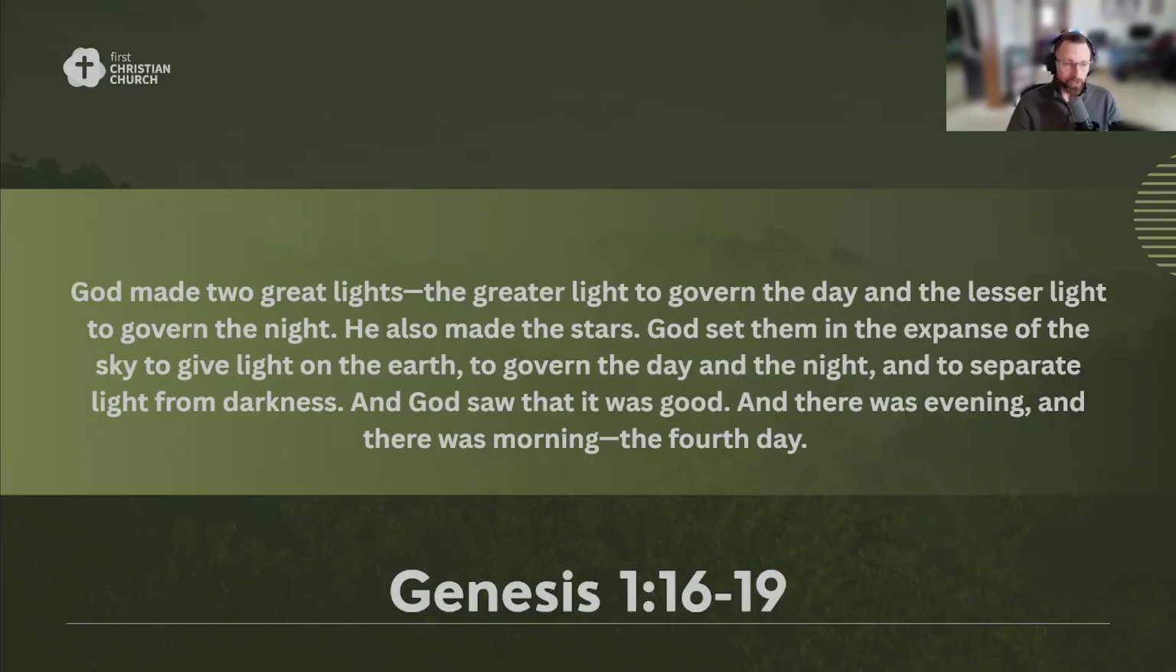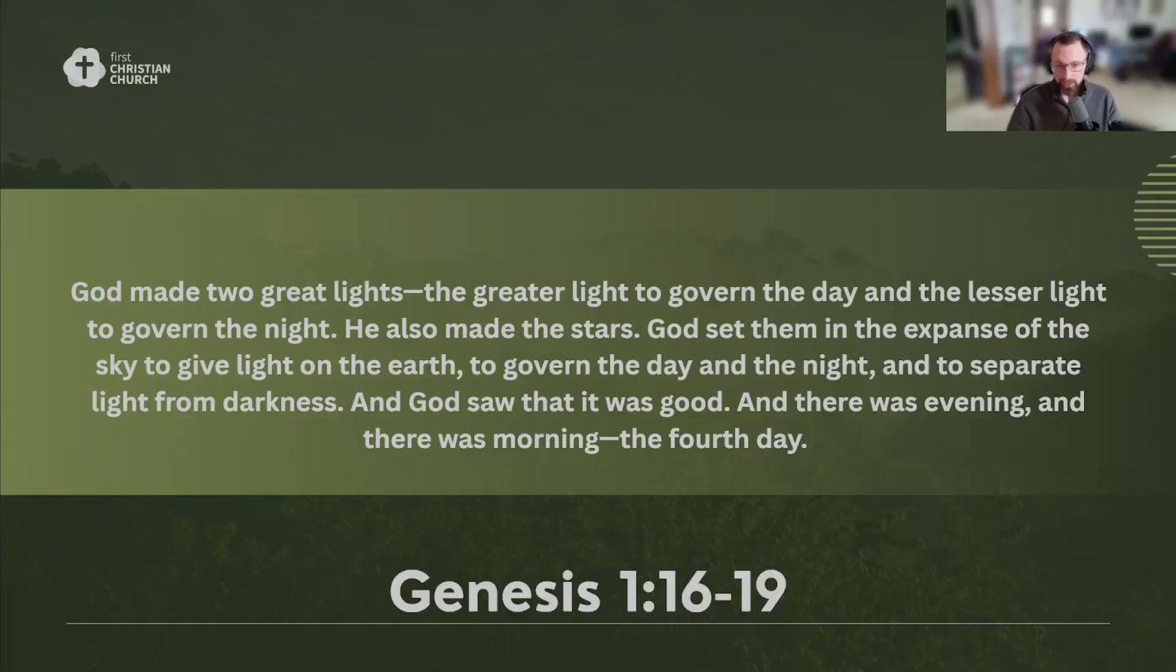We keep reading about that creation day. It says in verse 16, God made two great lights, the greater light to govern the day, and the lesser light to govern the night. He also made the stars, and God set them in the expanse of the sky to give light on the earth, to govern the day and the night, and to separate light from darkness. And God saw that it was good, and there was evening, and there was morning, the fourth day.